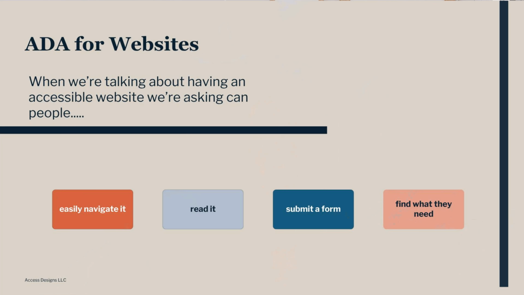The ADA, or the Americans with Disabilities Act, is a civil rights law in the United States that is about equal access for people with disabilities. When we bring that into the website world, what we're really asking is, can they easily navigate it? Can they read it? Can they fill out and submit a form? And can they find what they need?